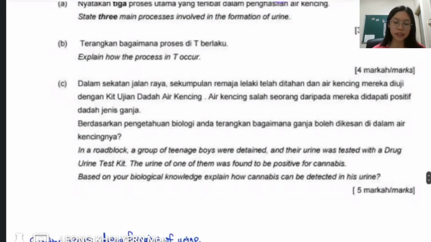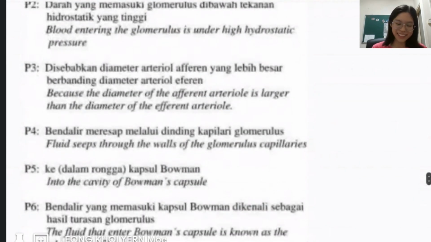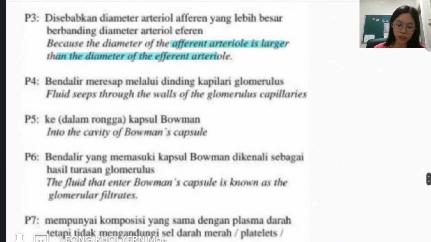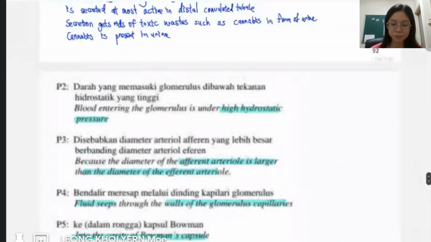So how does the process in the kidney actually occur? It's basically this. Under high hydrostatic pressure. Why high hydrostatic pressure? Because the diameter is larger. This leads to fluid seeping through the wall of the glomerulus into the cavity of the Bowman capsule. What is the fluid called? Glomerular filtrate. What does it contain? It has the same composition as blood plasma, but what does it not contain? Red blood cells, platelets, and plasma protein.